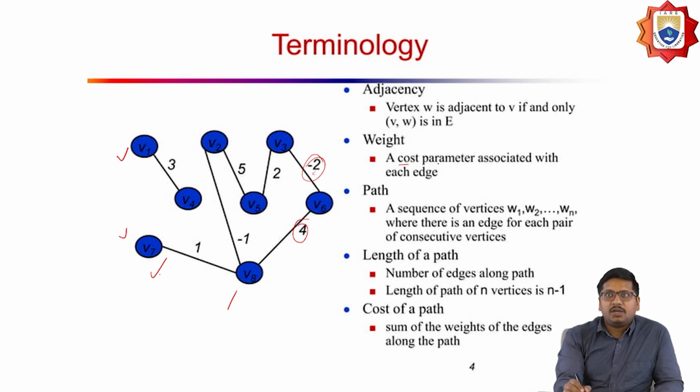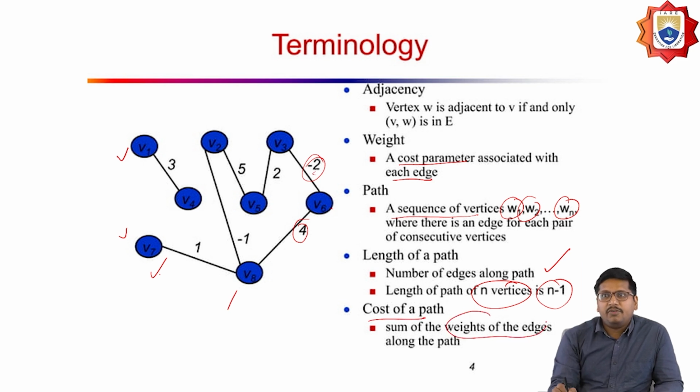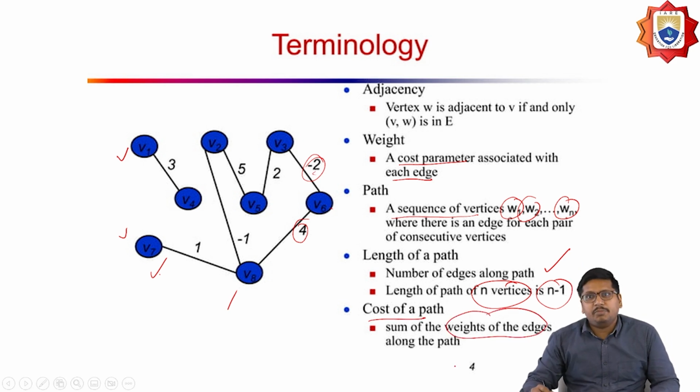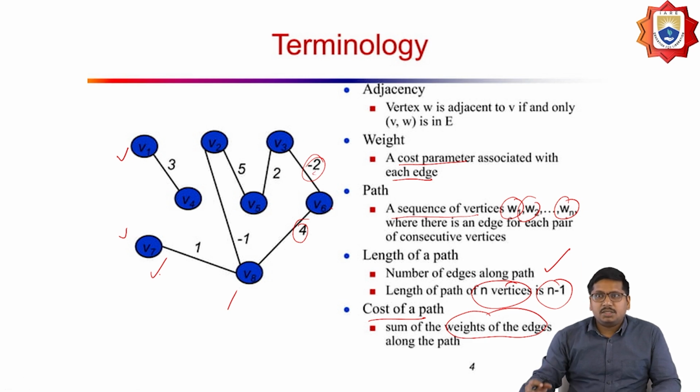The weight is nothing but a cost parameter that should be associated with each edge. The path is nothing but a sequence of vertices V1, V2, and so on, where there is an edge for each pair of consecutive vertices. The length of the path is the number of edges along the path, so the length of a path of n vertices is n minus 1. The cost of the path is the sum of the weights of the edges along the path. These are the terminologies that are going to be followed here.